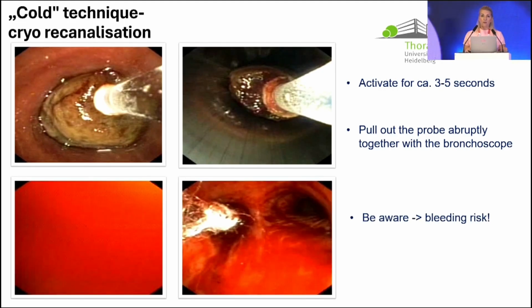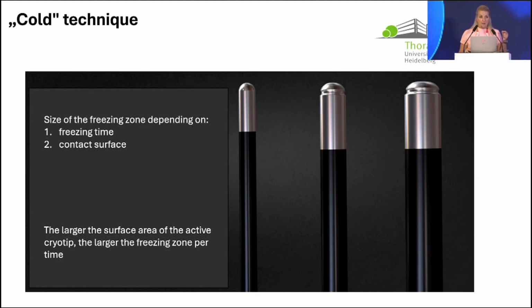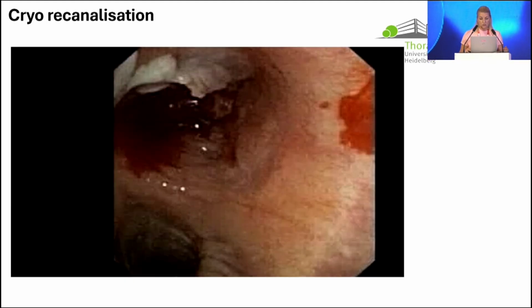Be aware of the bleeding risk. We are not coagulating here like in the hot techniques, so we might face severe bleeding after it. The longer you freeze, the bigger the chunks of tissue that we remove, and the bigger the cryo probes that we have, of course, the bigger the results. So we can choose depending on how big the obstruction is.